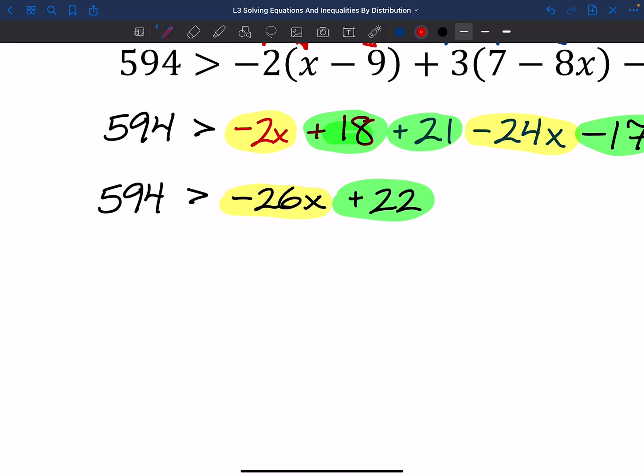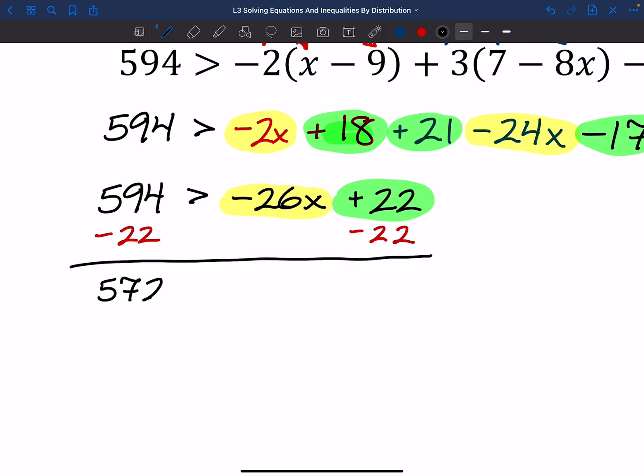So our variables are over on the right-hand side. It's -26x. So what I want to do is move this 22 away from it, get that away to the other side. So 594 minus 22 is going to give us 572. Bring our sign down, and then we still have -26x over there.